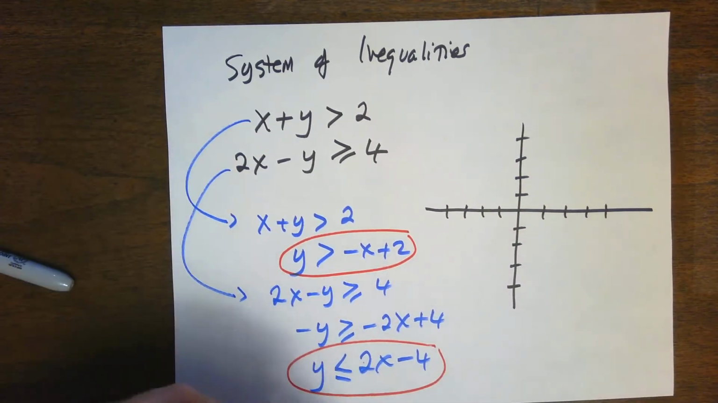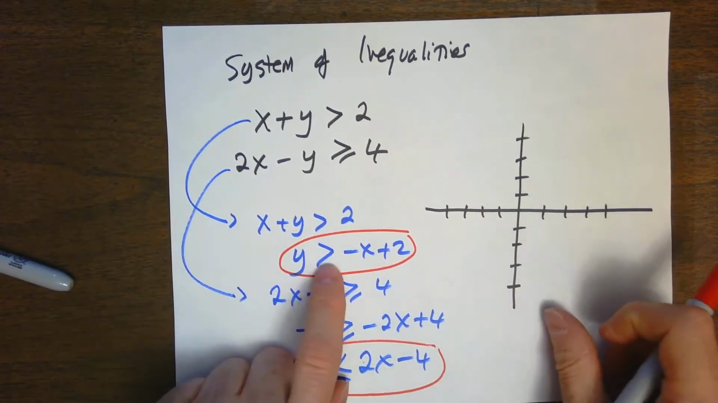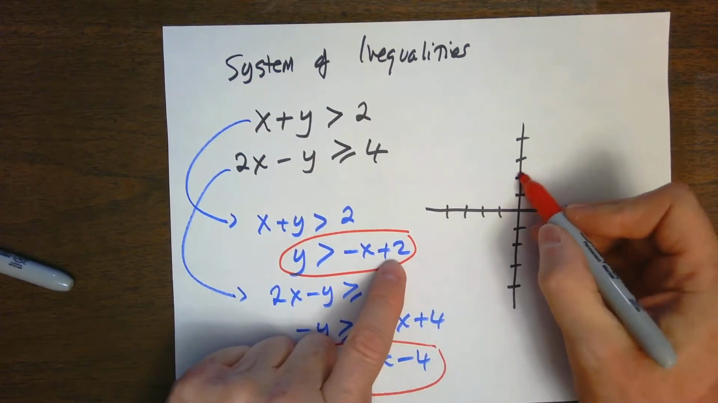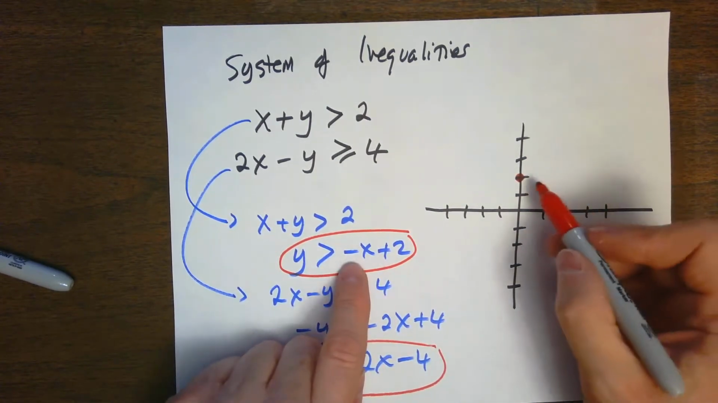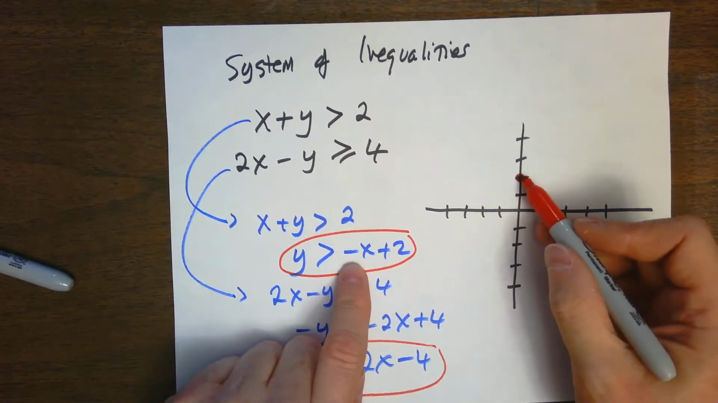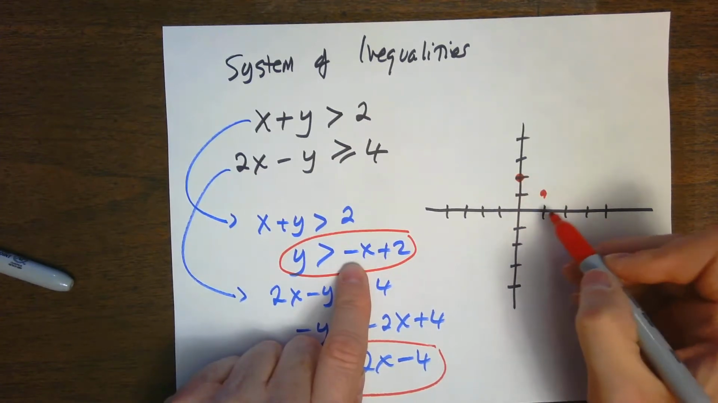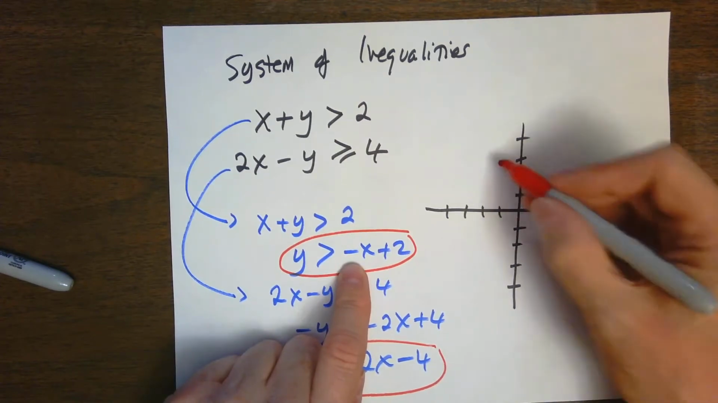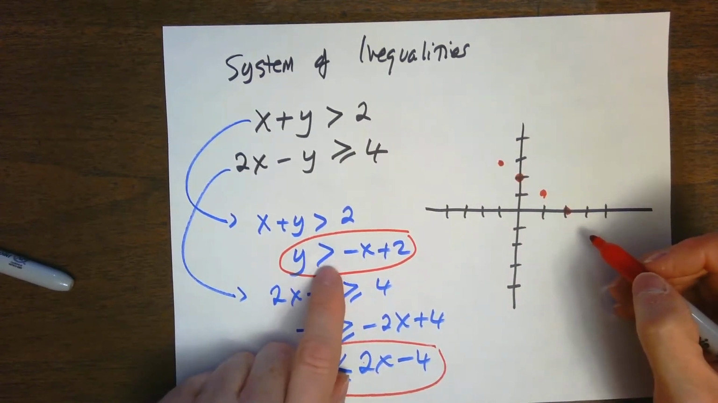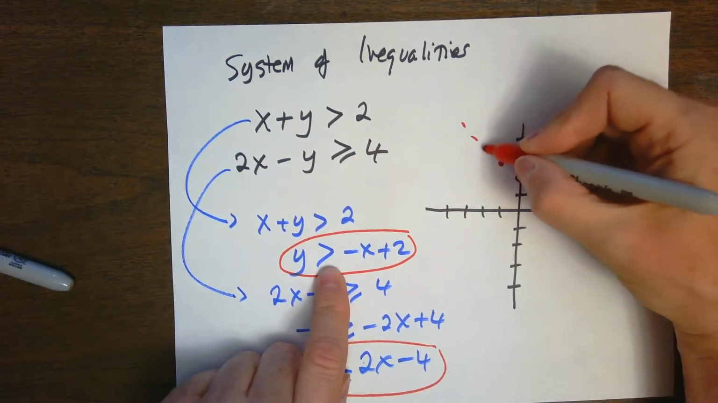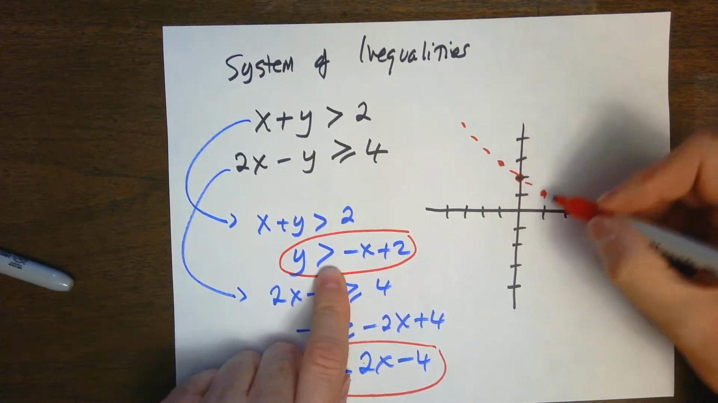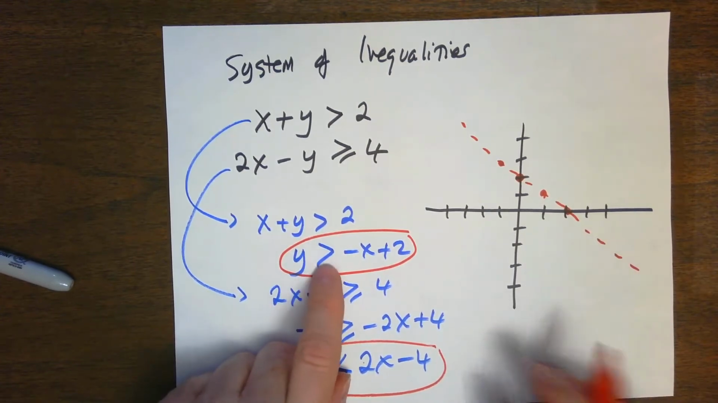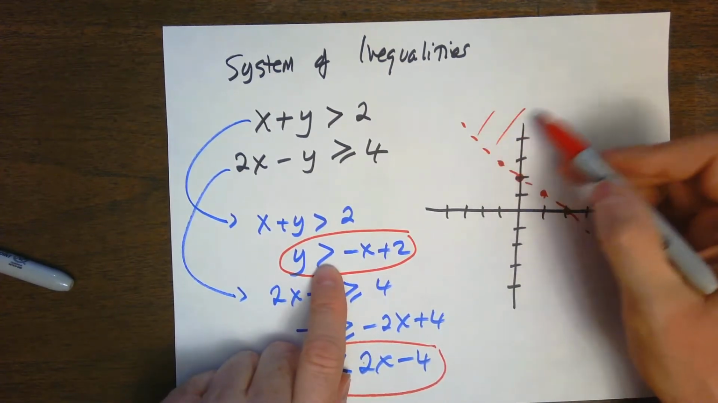All right, so the first one is y is greater than the line negative x plus 2. The y-intercept is 2. The slope is negative 1. Rise negative 1, run 1, or rise positive 1, run negative 1. There's my line. Solid or dotted line? Dotted line. And am I going to shade above or below that line? Y value is greater, I'm going to shade above.